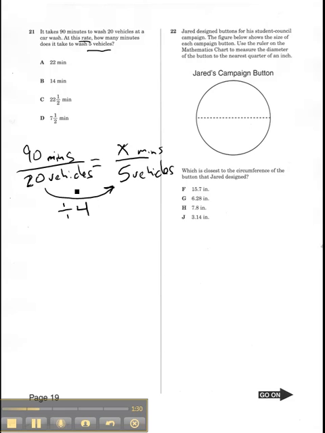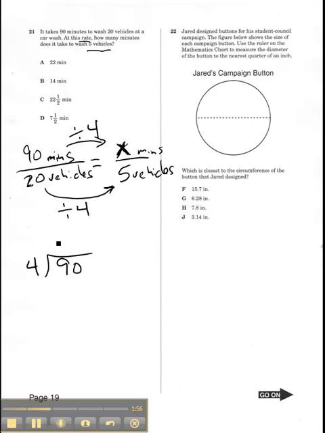And anytime I have a way of changing my denominator by dividing by or multiplying by a factor, I can do the same to the numerator and find out what this unknown value, this value x, is. Just divide by 4 on my numerator, so 90 divided by 4 will give me the number of minutes it takes to wash 5 vehicles.